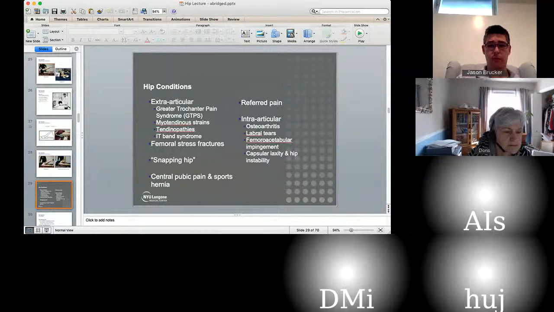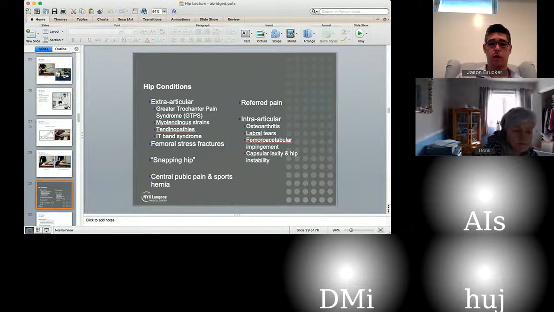So we won't be able to get through all of these conditions today, but we talked about some of them already, including snapping hip, but we'll see how many we can get through.